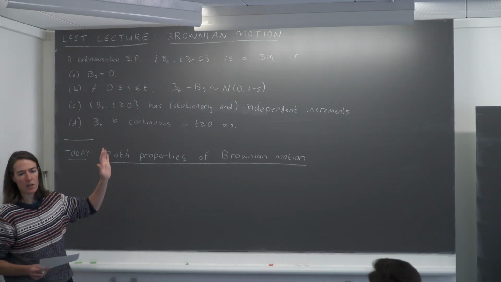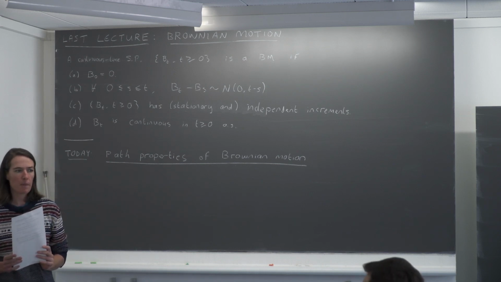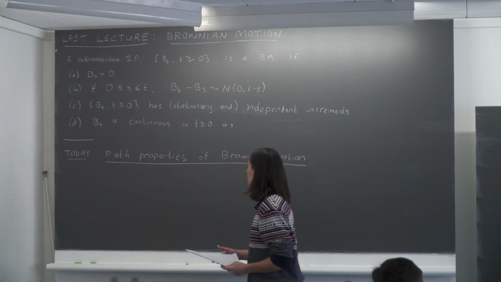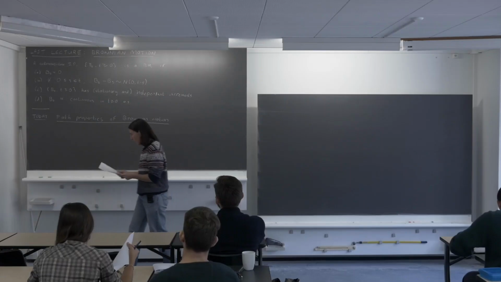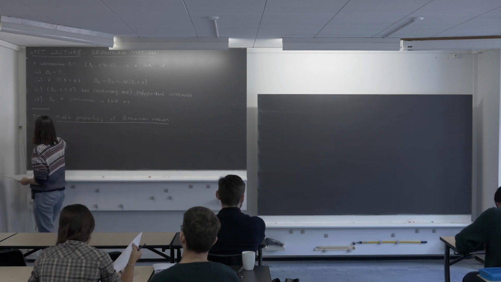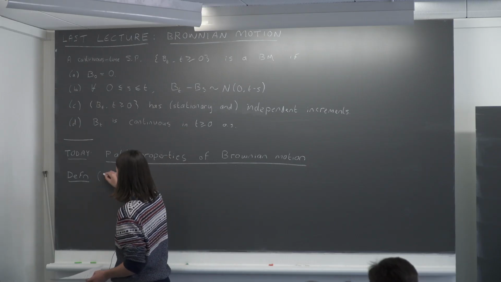Does anyone have any questions about anything we discussed last week? Okay, so I want to talk about path properties of Brownian motion, and first of all, just give a definition of Holder continuity, which I think many of you may have seen already.